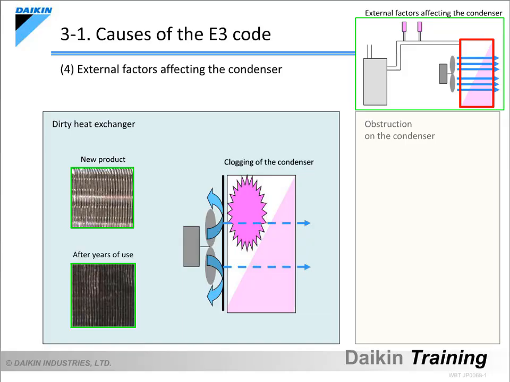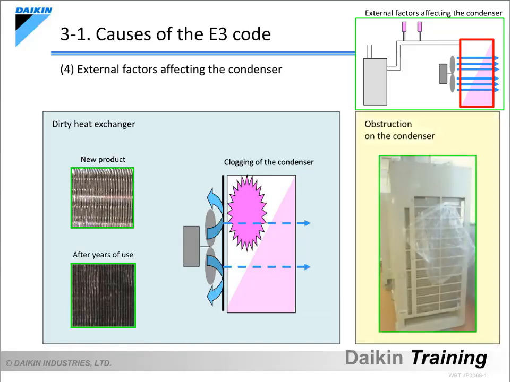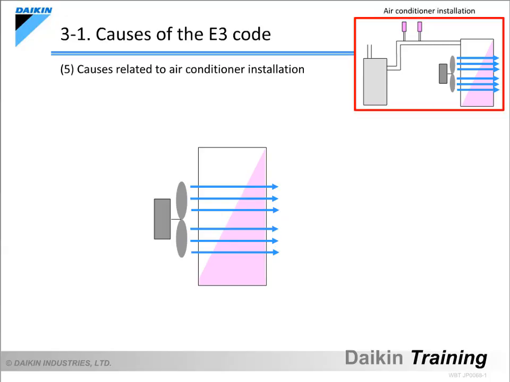Even if the condenser is not dirty, there may be cases when an obstruction, such as a plastic bag, has been blown onto the condenser. This creates a condition similar to the aluminium fins on the heat exchanger being clogged, causing a rise in the high pressure and resulting in the E3 code. Let's now look at the causes related to the air conditioner installation.